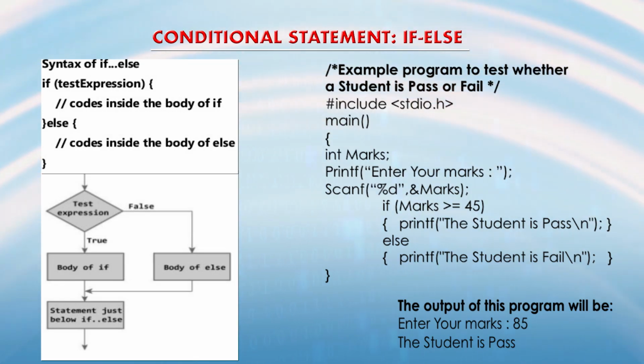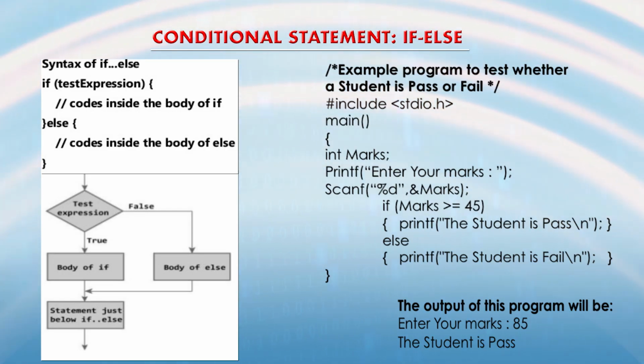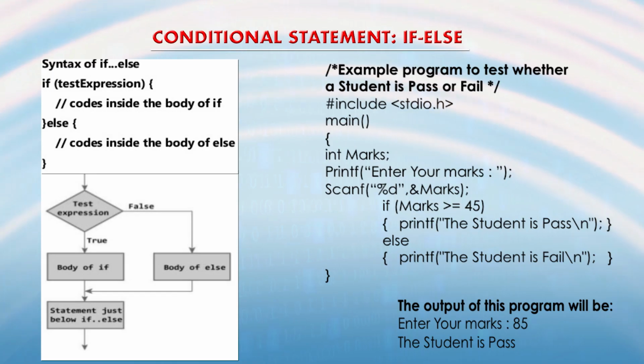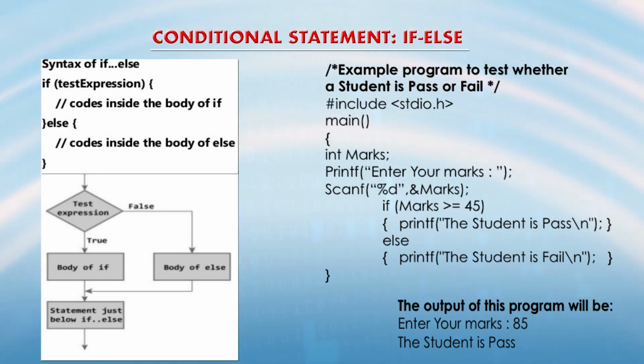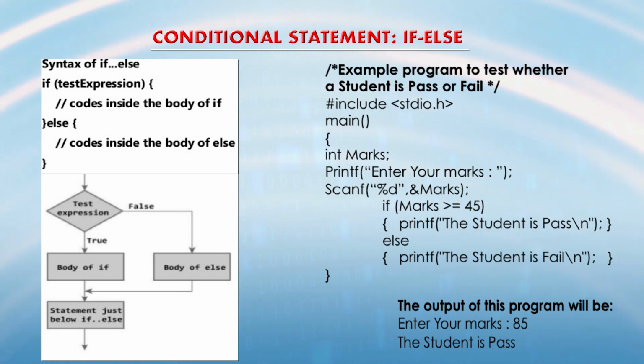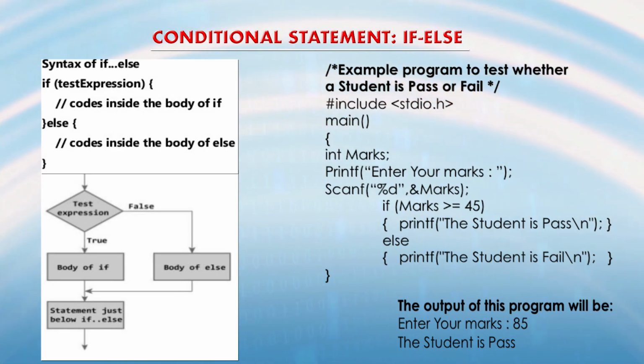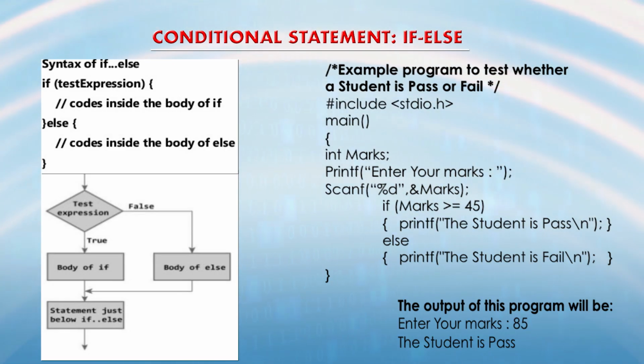So when you enter the marks, say less than 45, the if construct will not be executed and automatically the control will pass on to only the statement that is print the student is fail. So even without the else construct you will be able to get the same output, but this was actually written to help you understand how the if else construct works.